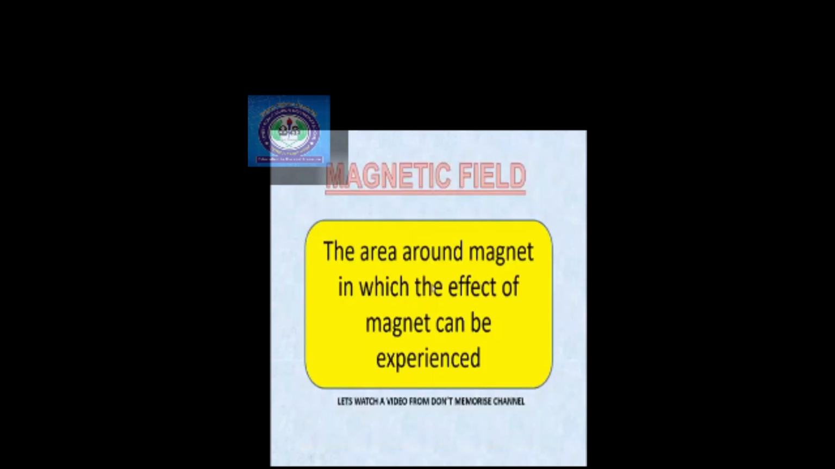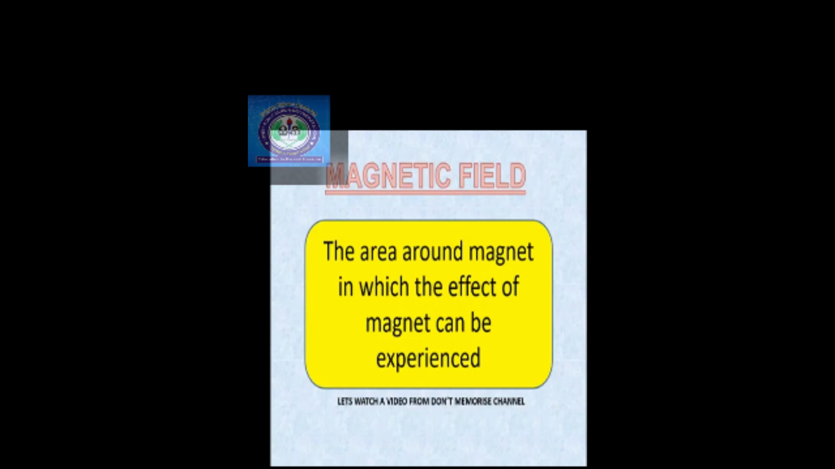So the first question that arises is: what is a magnetic field? We have already discussed this, but let us have a quick review. The area around a magnet in which the effect of the magnet can be experienced is known as the magnetic field. If you remember, in a small video we saw that there was a surrounding area, a boundary, within which the magnet can work. If we cross that boundary, the magnet will not be able to work.